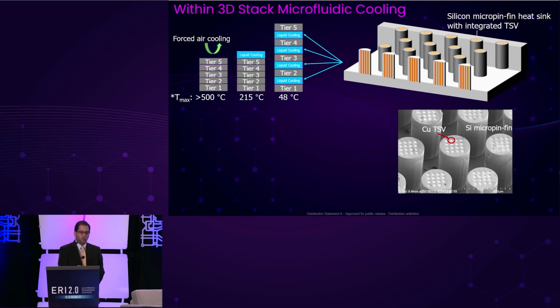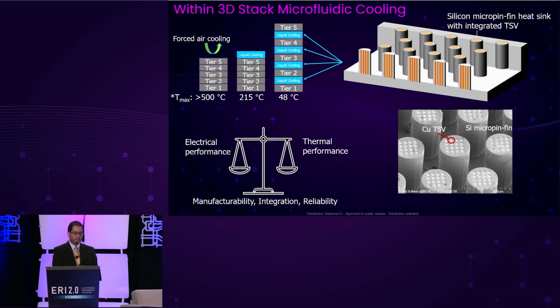One implementation of this is shown here, in which we have an array of micropin-fin heat sinks distributed across the chip, where, as the fluid flows across these cylindrical structures, which are made out of silicon, heat is rejected. Simultaneously, through silicon vias are created within the microfluidic heatsink, and that's represented by the orange-colored lines and dots. SEM images of such microfluidic heatsinks that have a combination of fluidic and electrical functionality are shown in the bottom right corner.